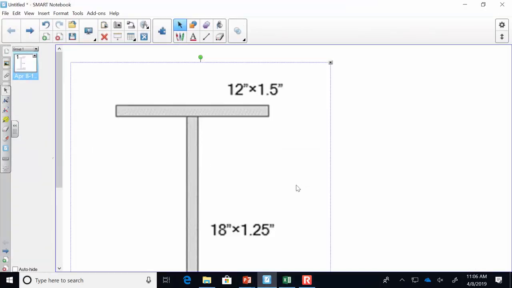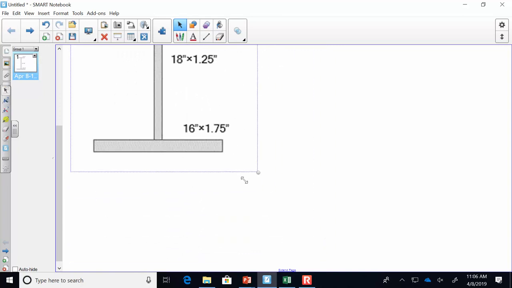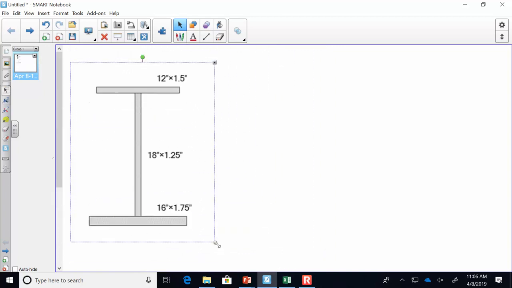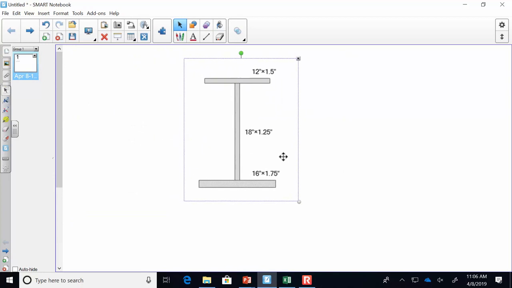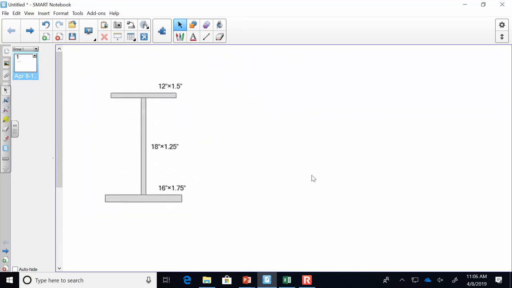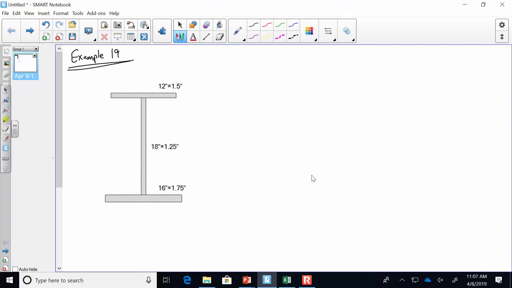Let me put this on my notebook here. Okay, so I'll give you all a sec to draw this out. Is this example 19? Okay. Now, what we're going to try and do is compute ZX for this. In order to do that, we have to determine the location of the plastic neutral axis.